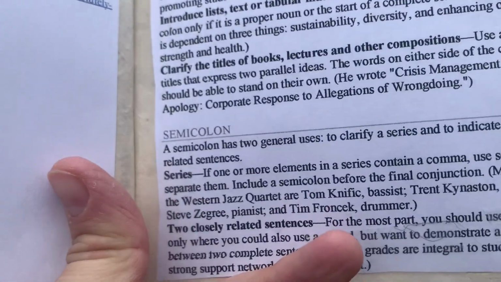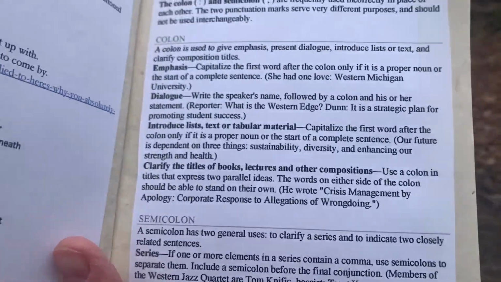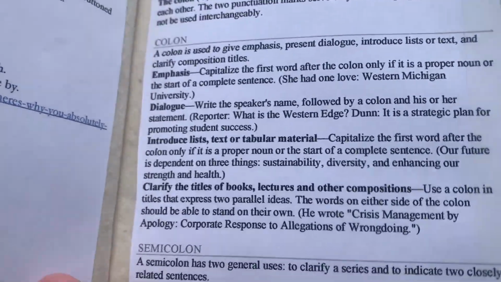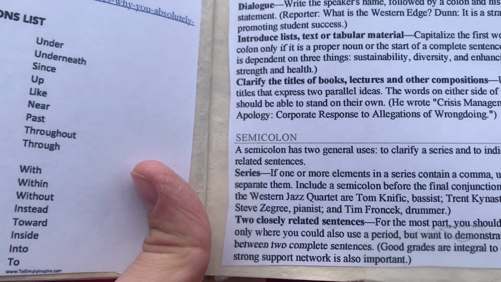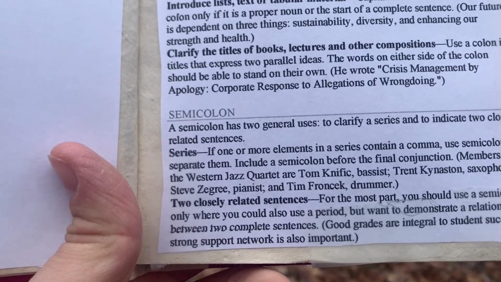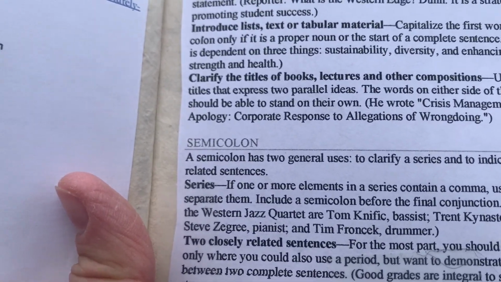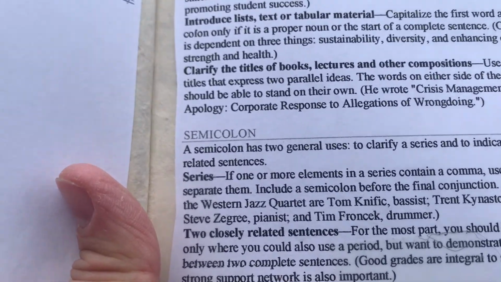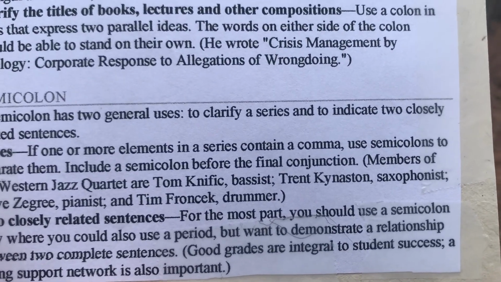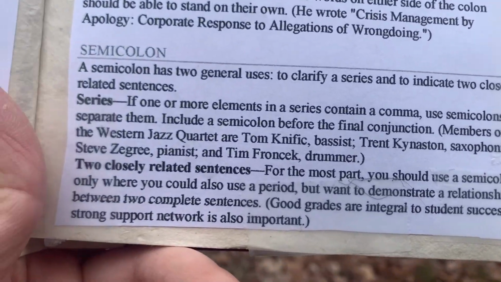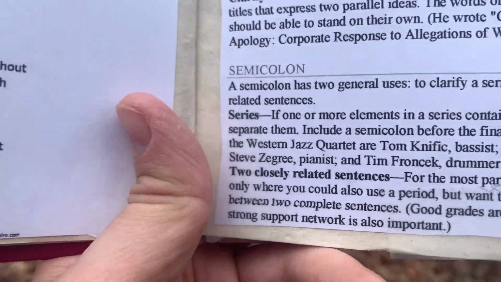So then a semicolon, you use these for two general uses: to clarify a series and to indicate two closely related sentences. In a series, if one or more elements in a series contain a comma, use a semicolon to separate them. Include a semicolon before the final conjunction. Members of the Western Jazz Quartet: name, comma, what they play, semicolon, name, comma, what they play, semicolon. So there's your first case of when you would use that.